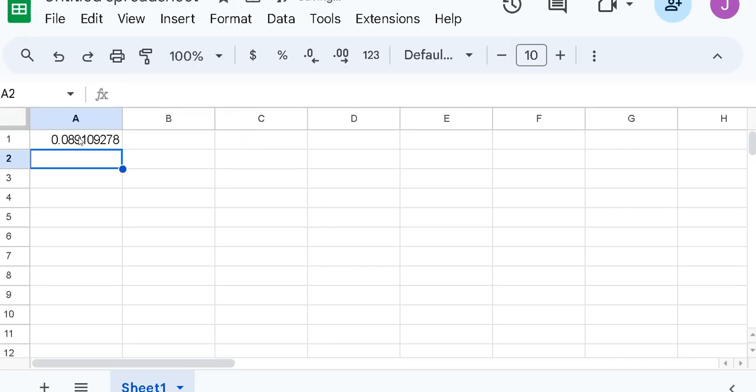But I want to take 1 minus that. So in the second cell below here, I'll do equals 1 minus, and then click on this cell above. There you go. Okay, so about a 91.09, yeah. Approximately. So there's a pretty good chance that one person weighs more than that limit.